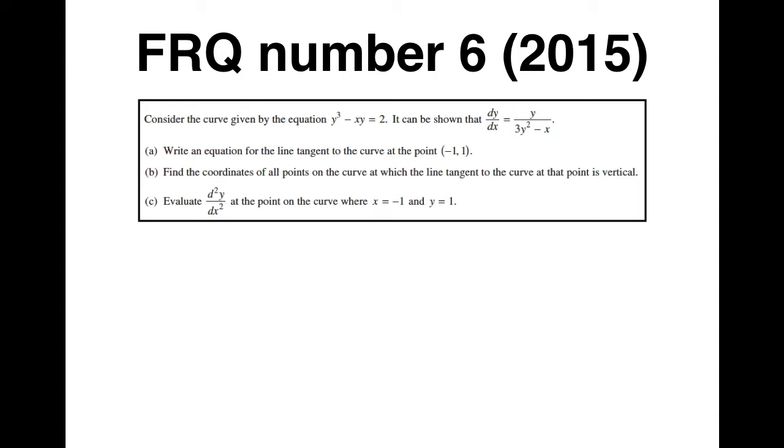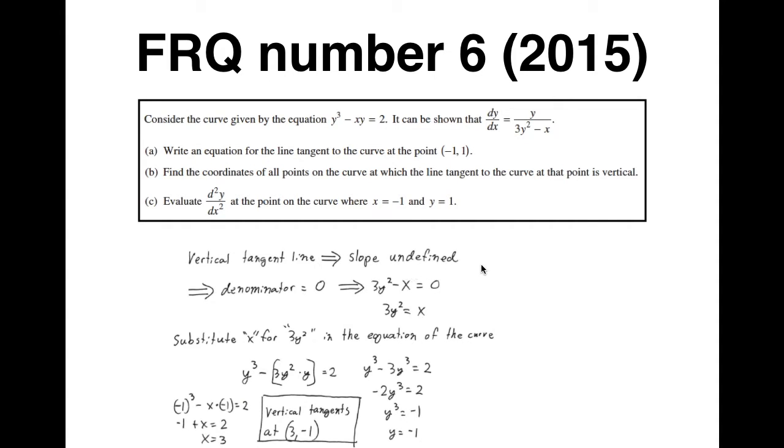Question B was very difficult. Find the coordinates of all points on the curve at which the line tangent to the curve at that point is vertical. If a tangent line is vertical, that means the slope is undefined. So there's different ways how the slope can be undefined. If it was a sharp turn, the slope would be undefined. If there's a vertical tangent line, the slope can be undefined. If the function is not continuous, then the slope is undefined. But in this case, we are just looking at vertical tangent line.